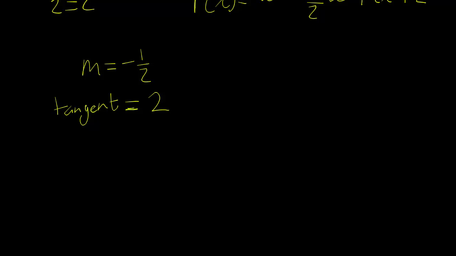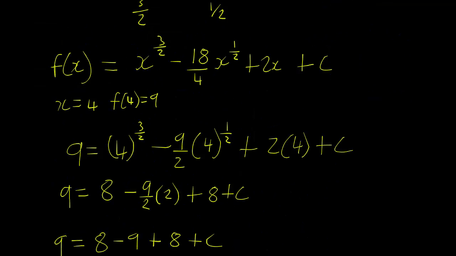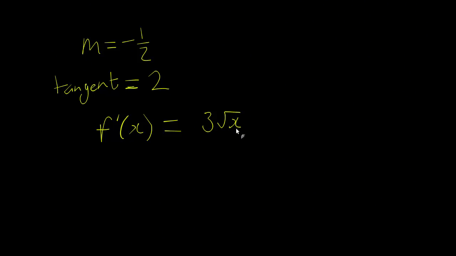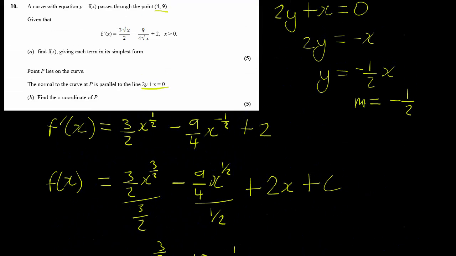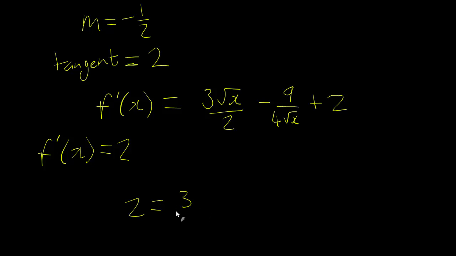Okay. So if the gradient of the tangent is 2, and we have f dash of x, we can use that to find what the x value would be. So we know f dash of x is what they gave us at the beginning, 3 root x over 2 minus 9 over 4 root x plus 2. Okay, so if we know the tangent is 2, that means f dash of x is equal to 2. So 2 equals 3 over 2 root x minus 9 over 4 root x plus 2.